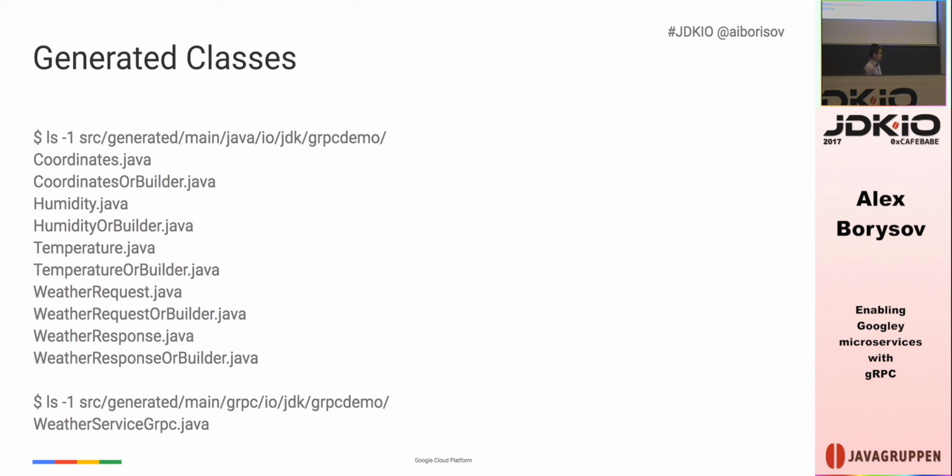And we see the weather service gRPC class. Inside this class, we can find service definition, which is an abstract implementation of our service, and methods to create client libraries or client stubs.